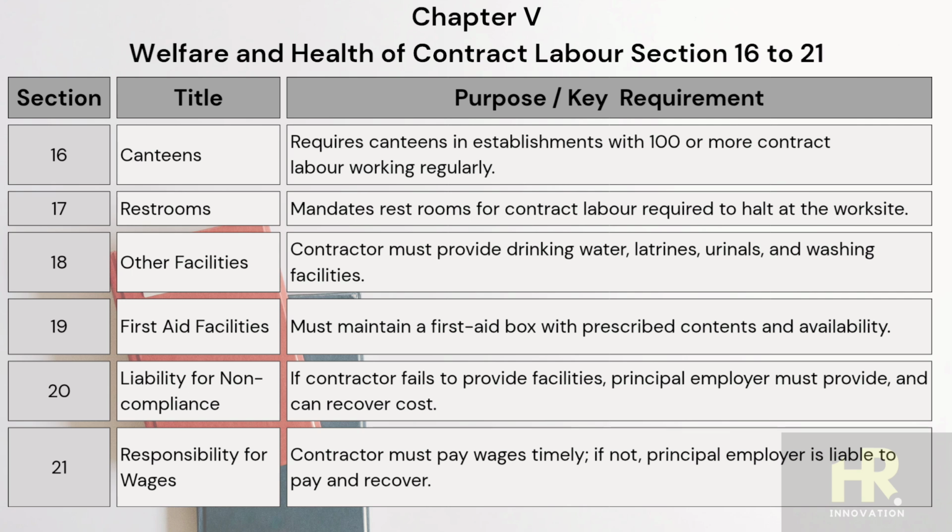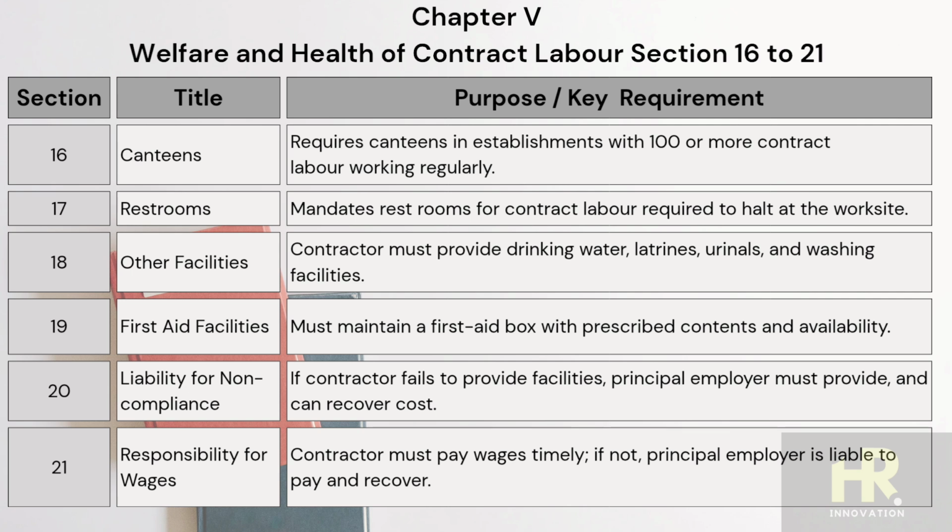Section 17 Restrooms. If contract laborers need to stay at the work site, the employer must provide restrooms, clean, ventilated, and comfortable. Section 18 Other essential facilities. Employers must also ensure basic facilities like drinking water, toilets and urinals, washing areas. These are minimum dignity requirements at the workplace.